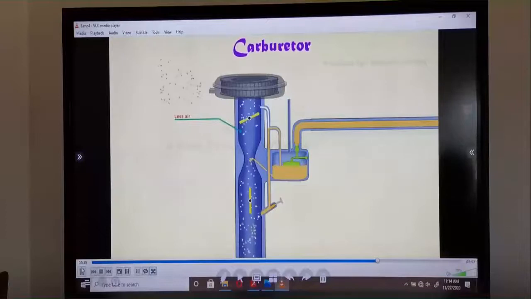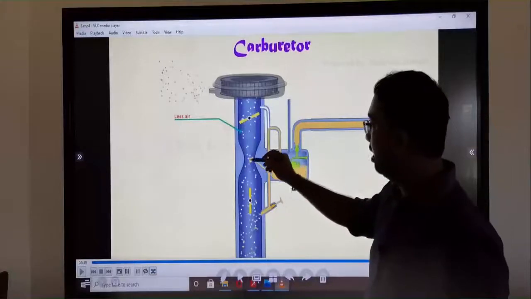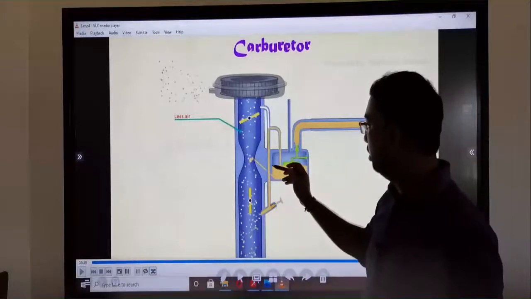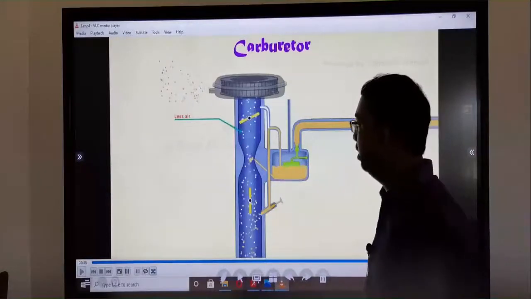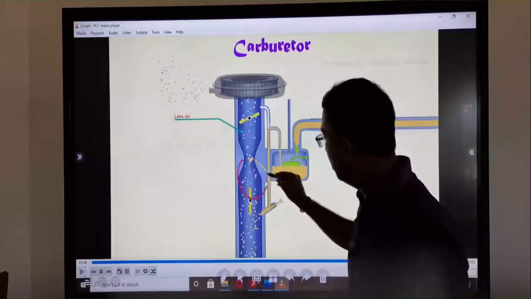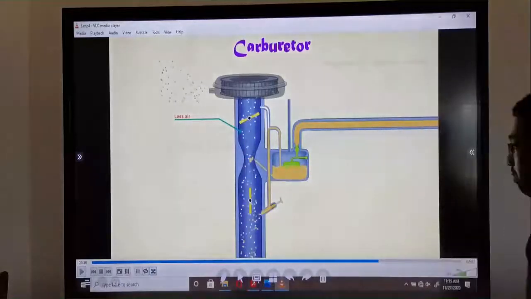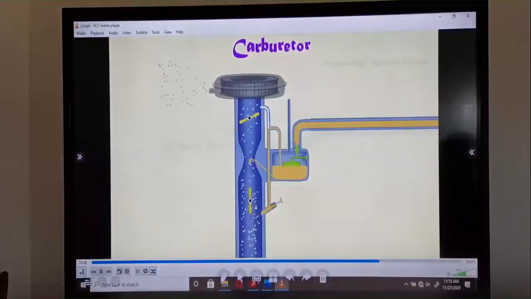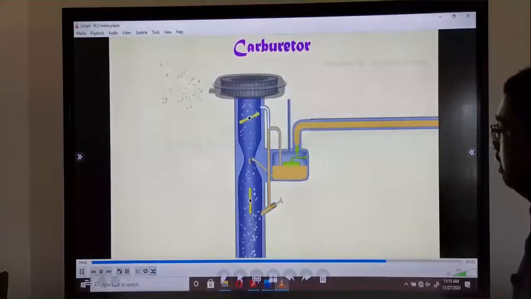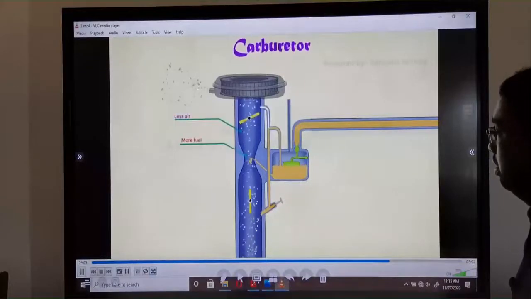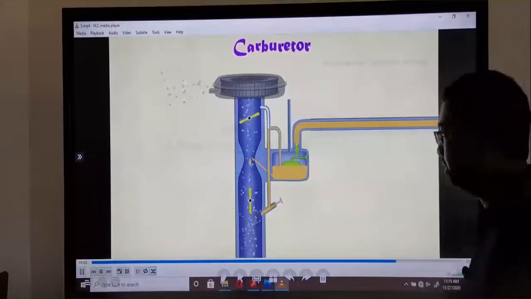When the choke is closed, or about to close, there is less air coming. So there is a pressure difference, and at that time that much fuel intake is happening. So here we get a rich fuel mixture. So this is the work of this choke valve: more fuel and a rich air-fuel mixture.